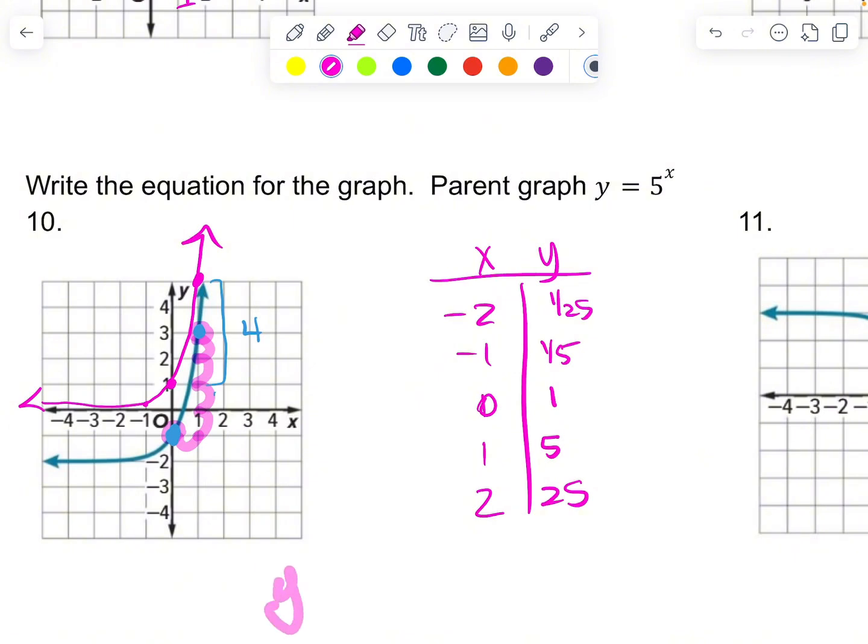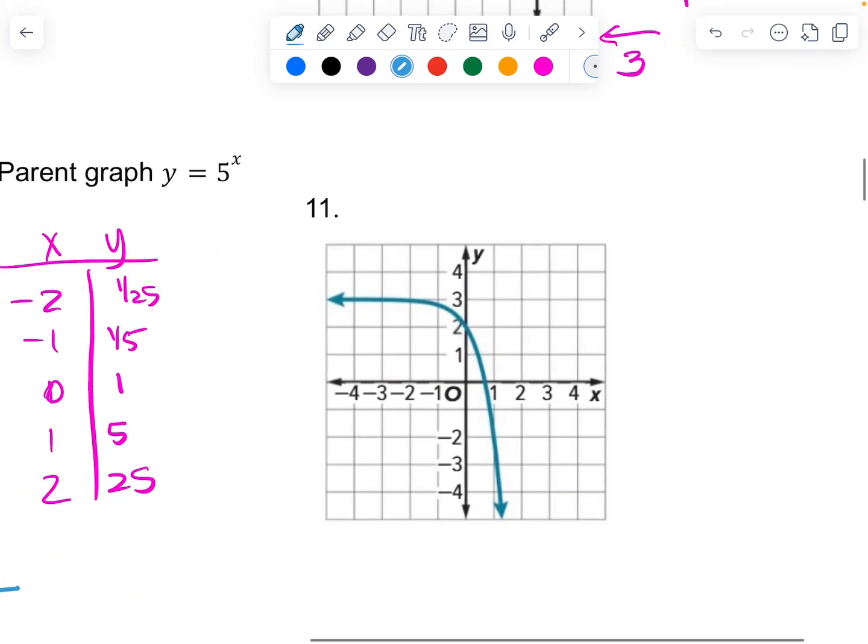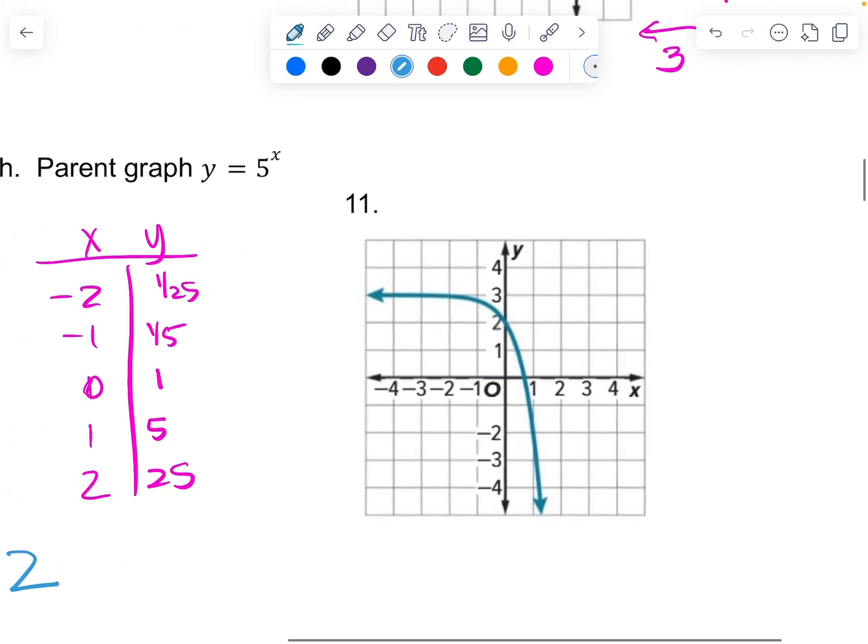Oops, I did not mean to write in marker or highlighter. So I have 5 to the x. It moved down. It went 1, 2 down, so minus 2. Okay, so we're going to go over here. Again, this goes here and this goes here.